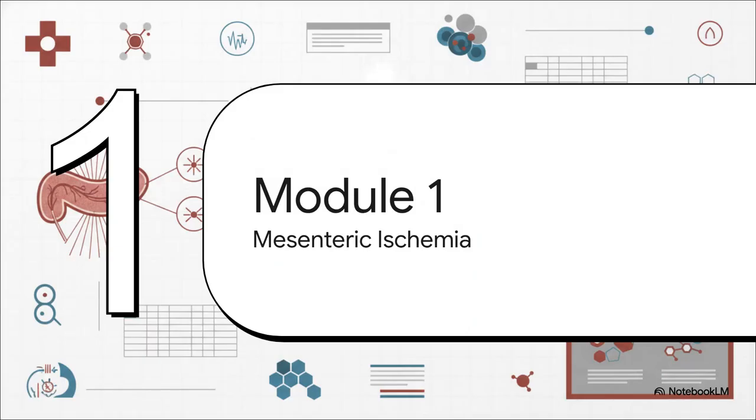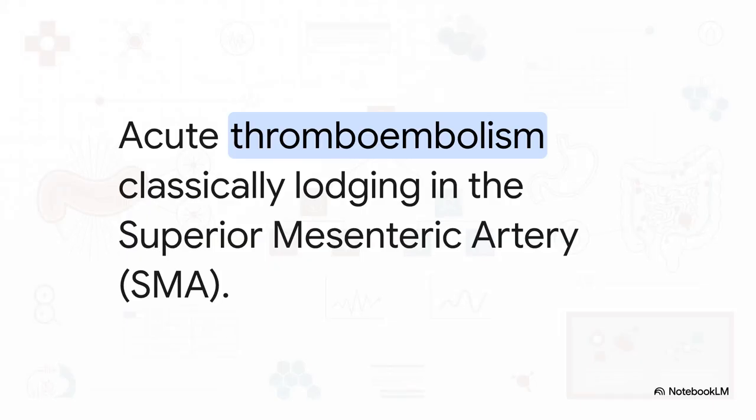Module 1, Acute Mesenteric Ischemia and Embolic Kinetics. The absolutely crucial point here is the sheer profundity of the ischemia. We're talking about an abrupt, massive interruption of blood supply to the intestines, and it's typically driven by an acute thromboembolic event. You'll classically see this clot lodge right in the superior mesenteric artery, or SMA. When that happens, it abruptly chokes off blood flow to the jejunum, the ileum, and the right colon. This isn't something you can sit on. It's an immediate surgical emergency.